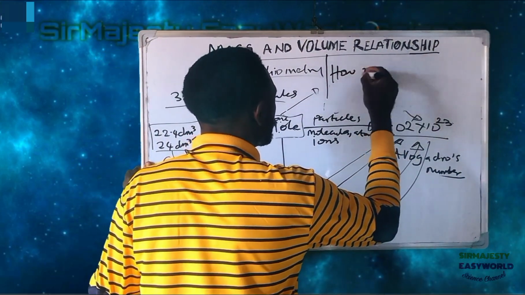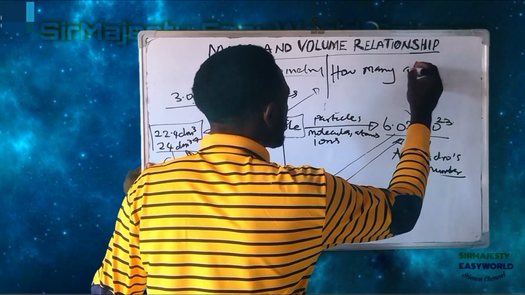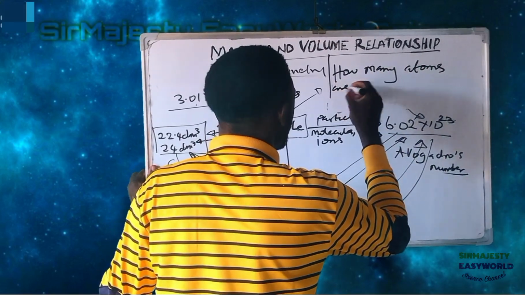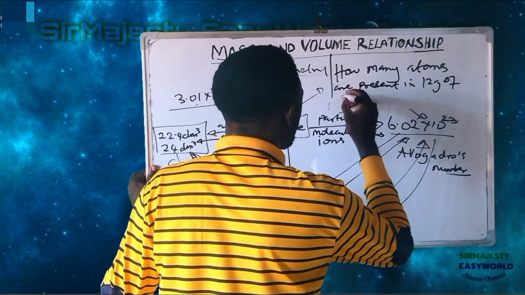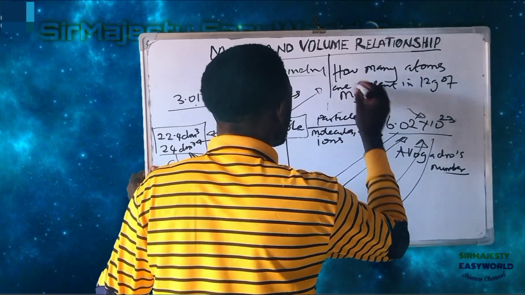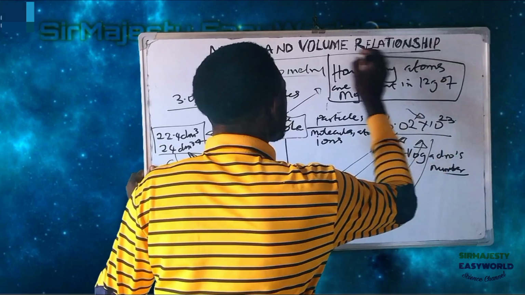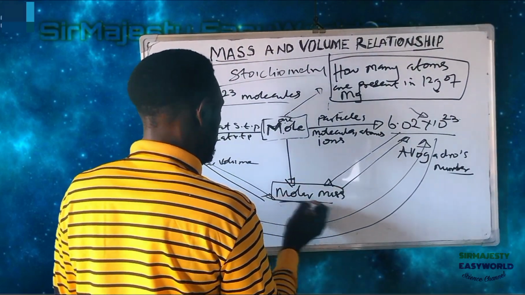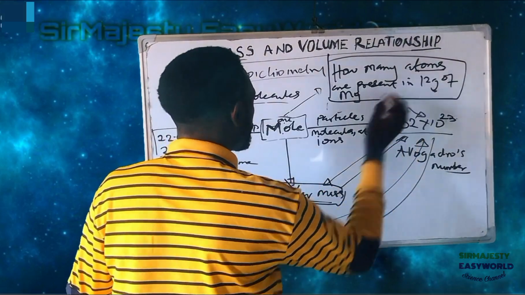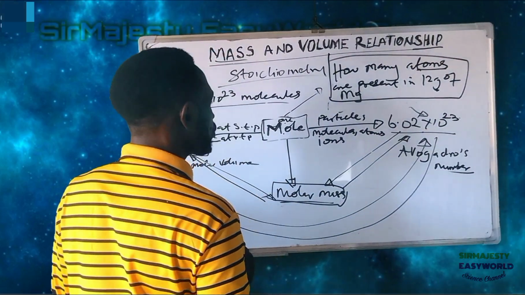How many atoms are present in 12 grams of magnesium? Watch this. Simple. This is gram, which is talking about mass. And this is atoms, which is talking about particles. So your job is to find out.